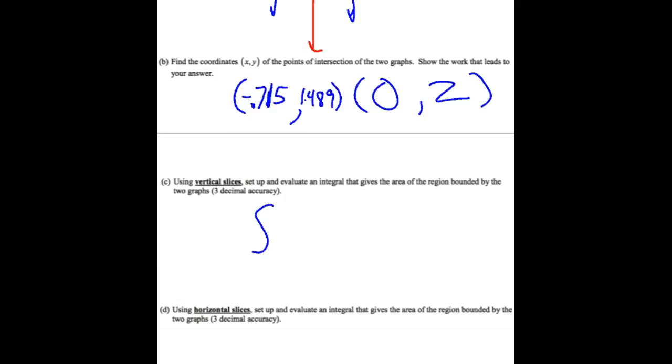So what's my bottom limit? Yeah, the x coordinates. I'm going to have everything be dx. My limits are x. The base of my rectangles are x. And am I going to do top, right, minus bottom? And I lost my picture. Which one was the top function? It was the parabola. 2 minus x squared minus e to the x plus 1.